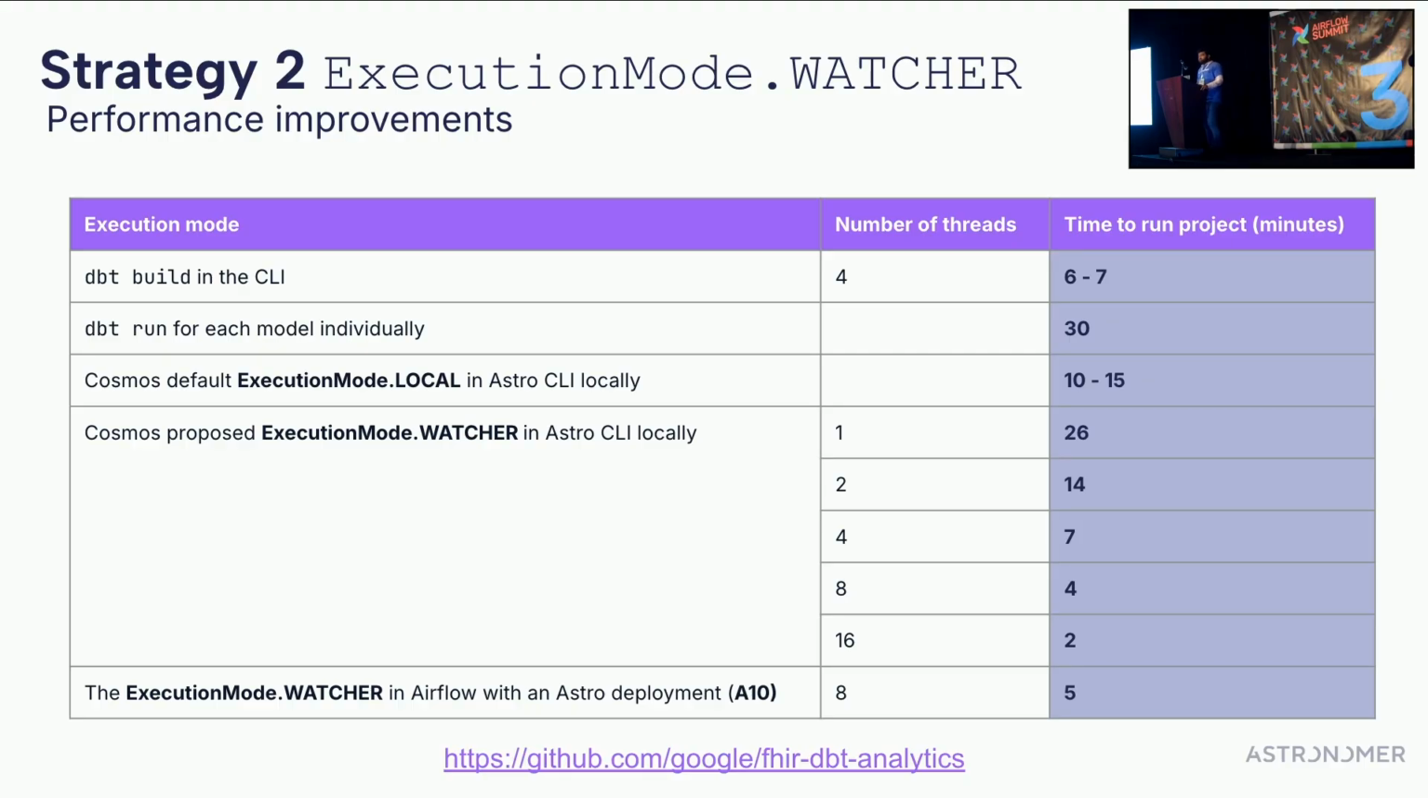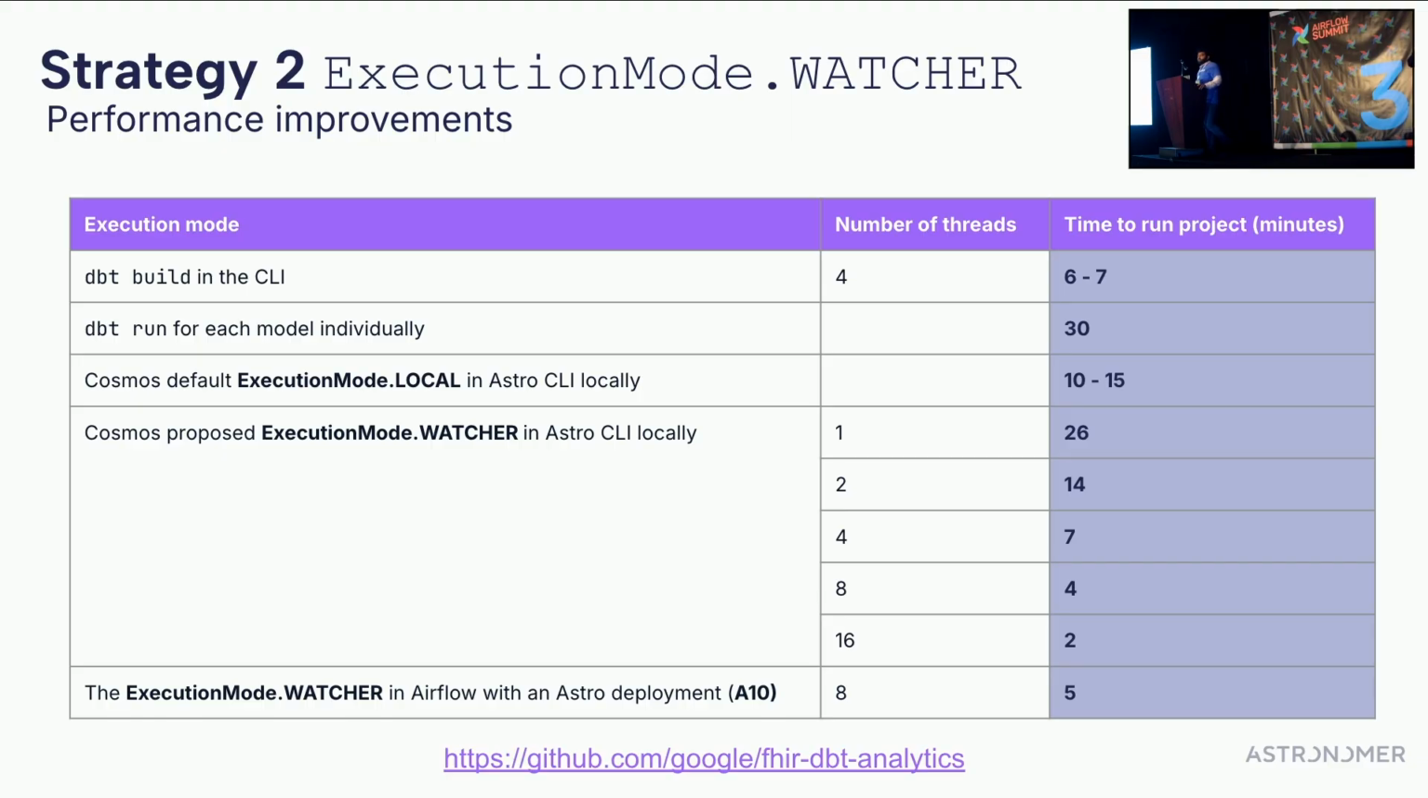And this has shown tremendous improvements in runtime execution. Last year, in the talk that Tatiana mentioned, we made tremendous improvements in the DAG parsing process. Now here is an improvement in the DAG execution time, in both the async and the watcher approach. When we ran the dbt build command in the CLI with the default 4 threads, it took 6 to 7 minutes on a project. Down there you see a project from Google. It's an open source dbt project from Google called the FHIR dbt analytics project, and we benchmarked on this. The good thing about this execution mode is we are now able to leverage threads.